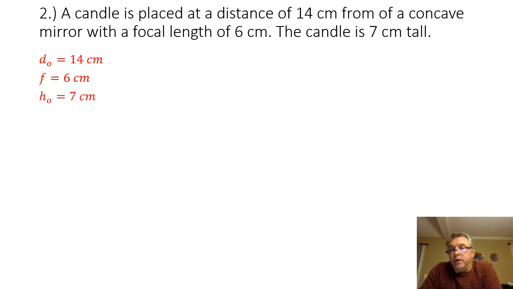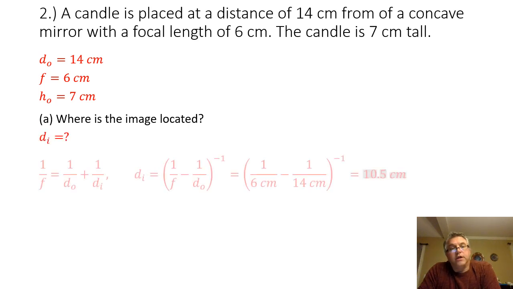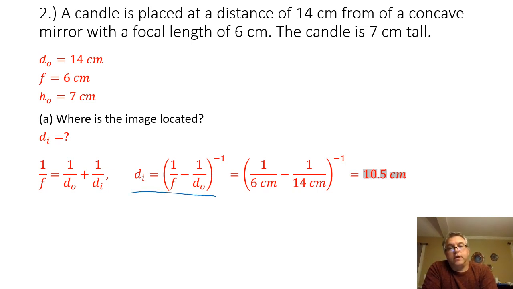They first want to know where is the image located. So we are going to be looking for the image distance. We again will start with our mirror equation, solving that for the image distance and plugging my values for focal length and object distance into that equation will give me an image distance of 10.5 centimeters.